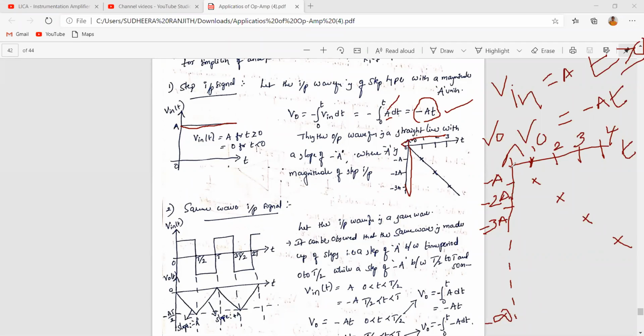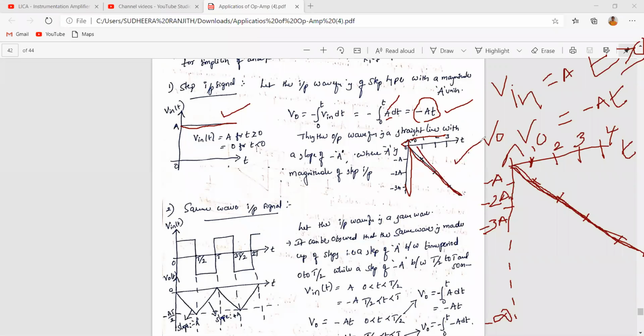So if you join these points, what is this one? Negative slope, and this one is a ramp signal. This one is a negative ramp. So if you apply step input to your integrator, what is the output?